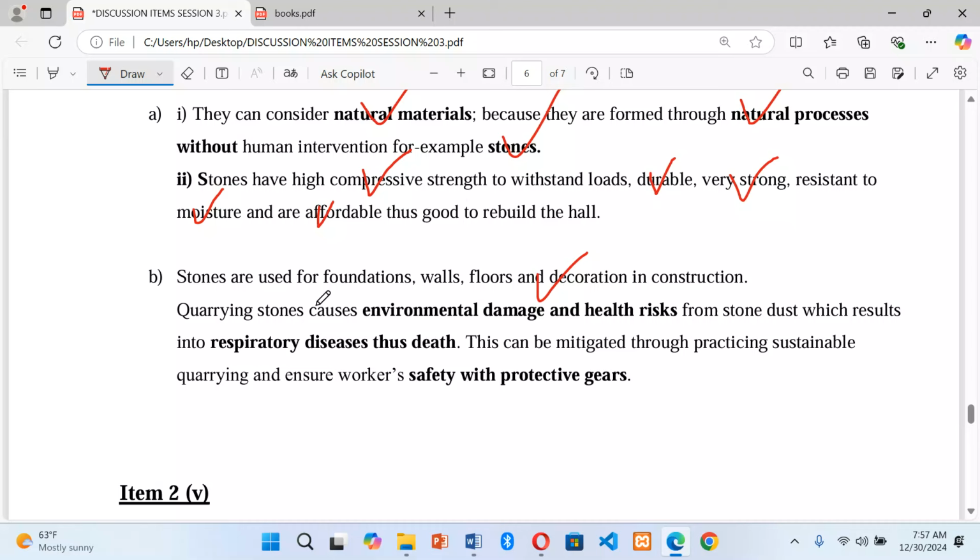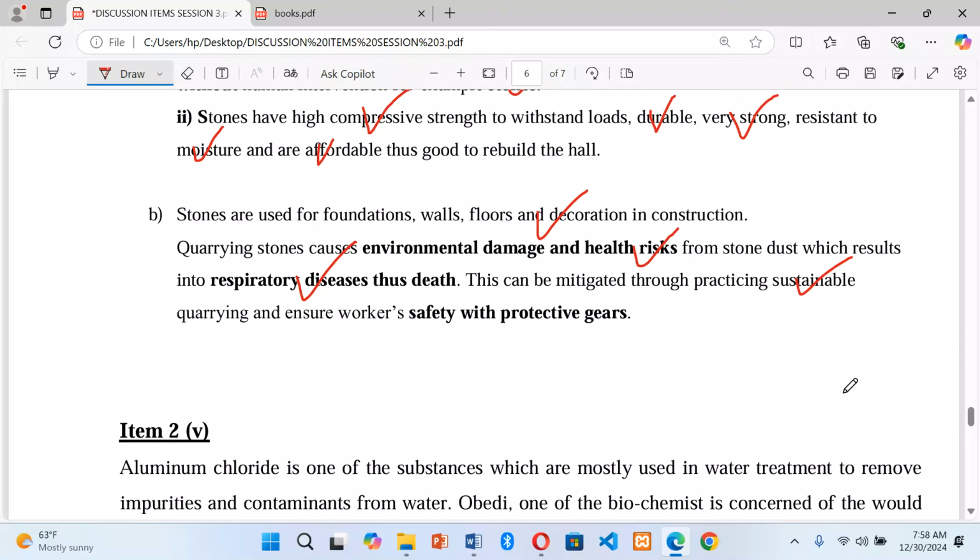That is the function. Then later we can say, quarrying stones causes environmental damage and health risks from the stone dust, which results into what? Respiratory diseases, thus death. That is its effect. This can be mitigated through practicing sustainable quarrying and ensuring safety with protective gear. So you can see we have given the danger it can bring about, its effect, and its mitigation. So that's how we can advise these people who are using stones for building.